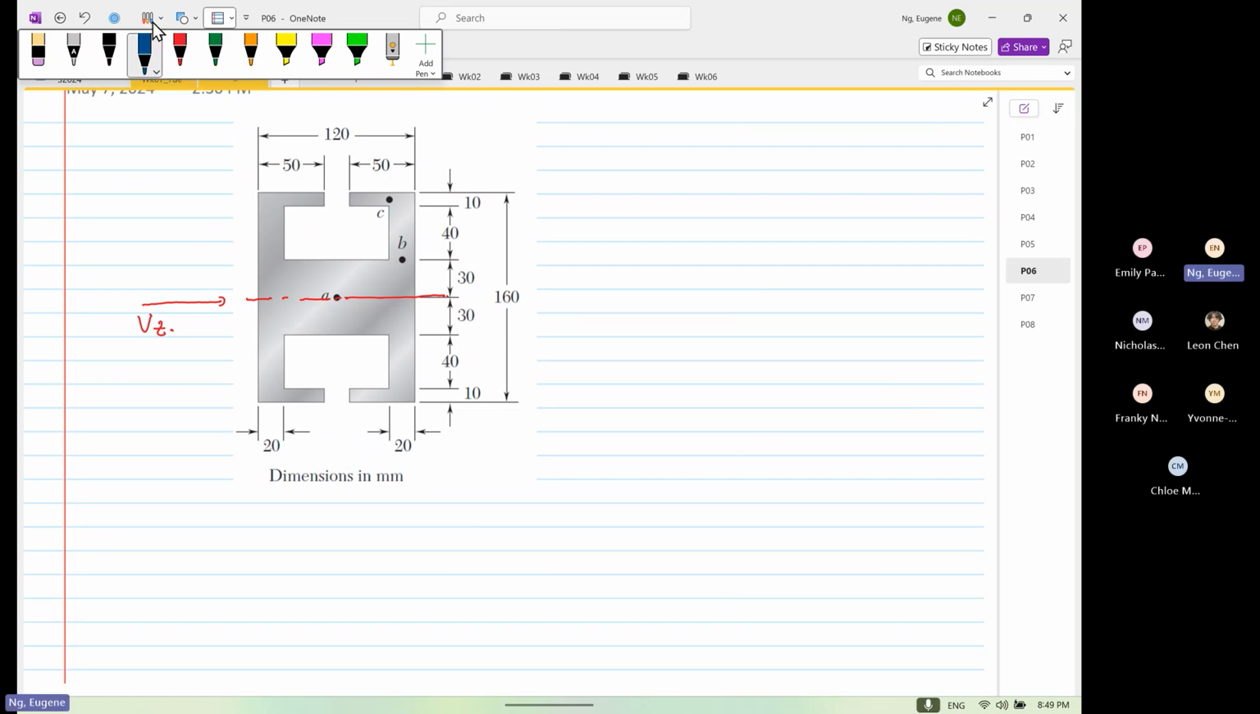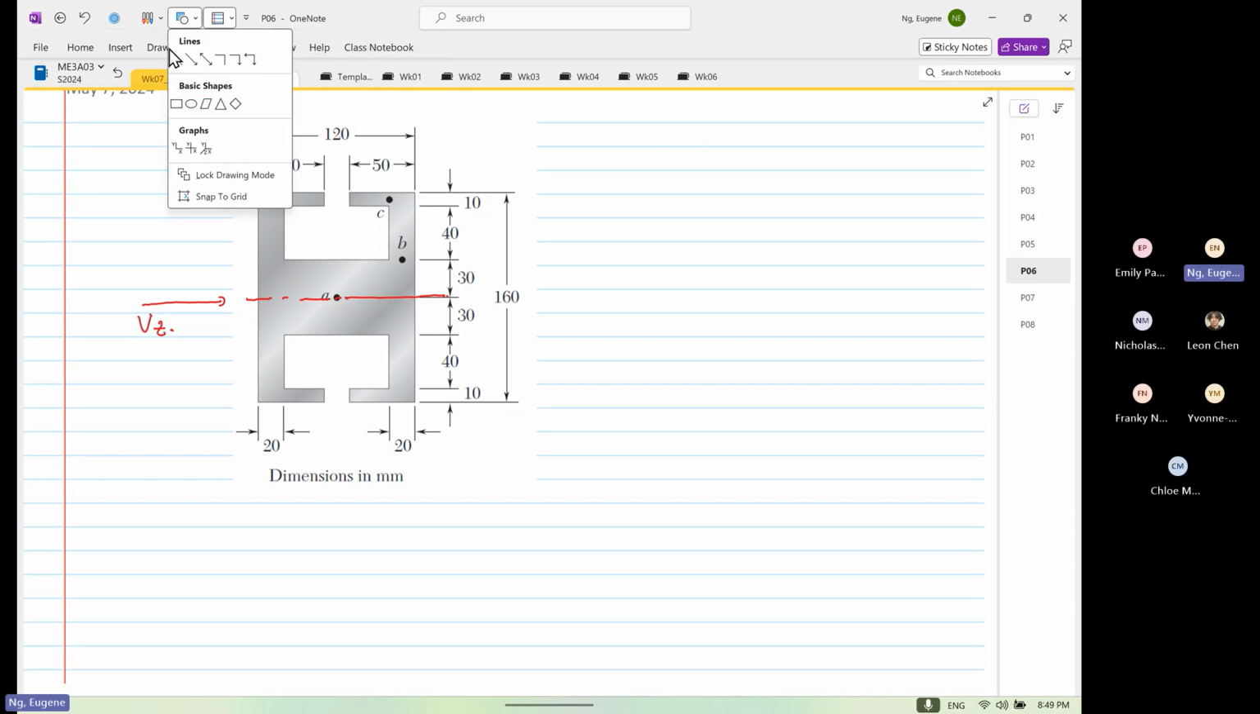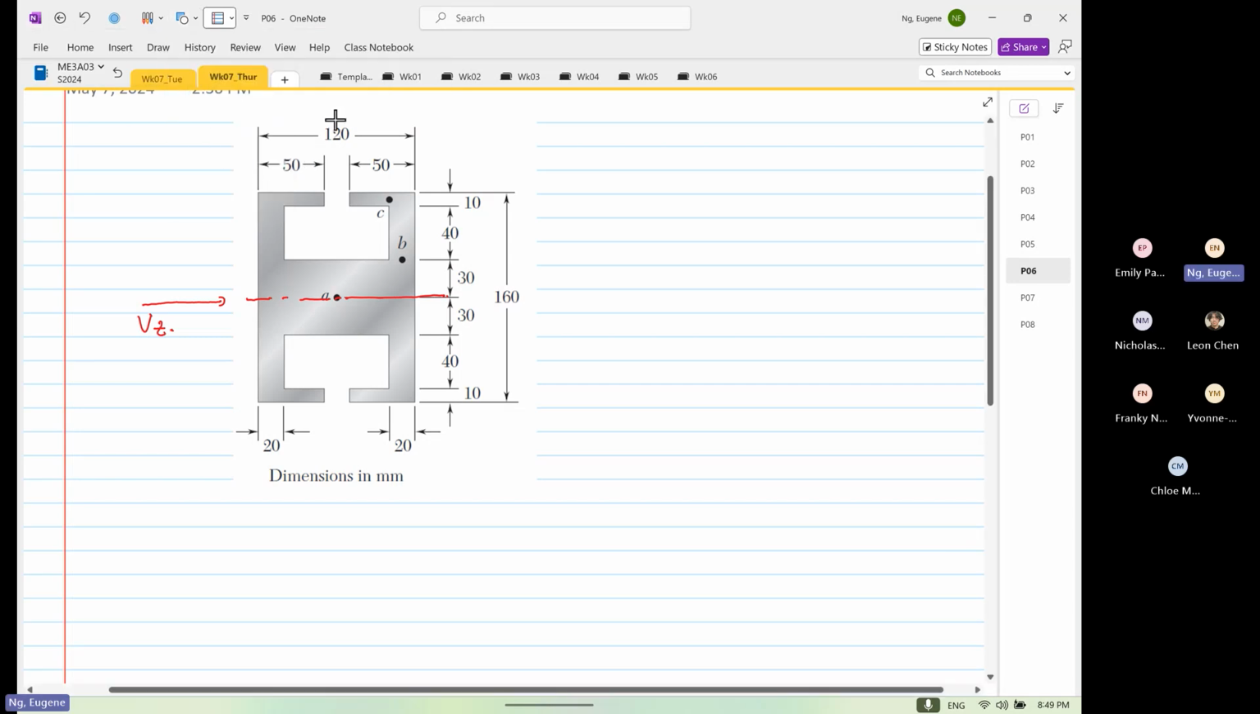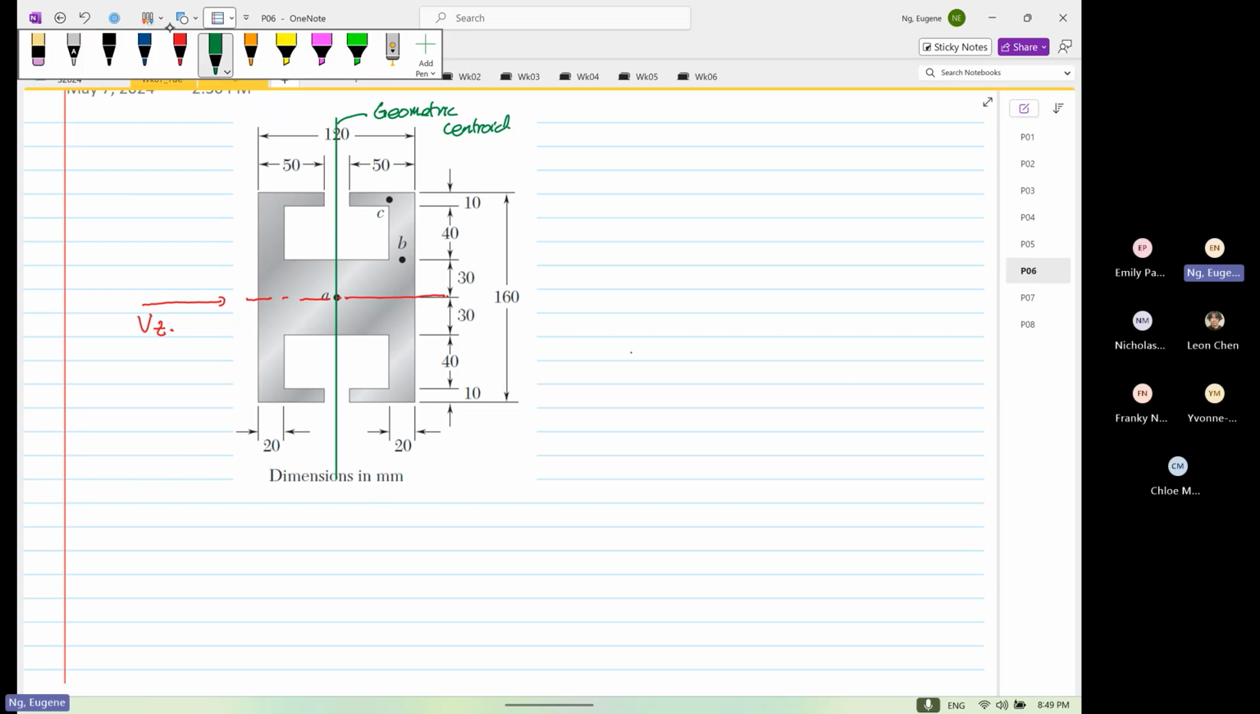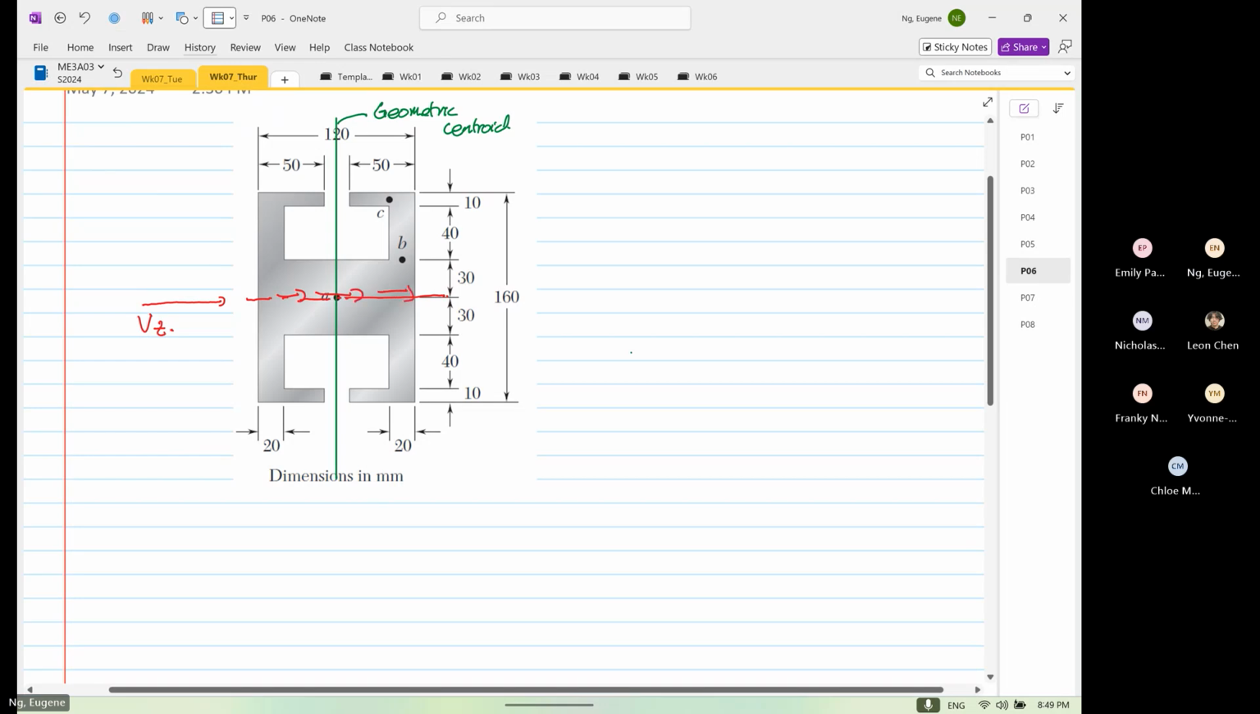So from here, we can again draw the geometric datum. Okay, so this is our geometric centroid. So when we design the shear flow, the shear flow will look like this again. And then it will flow this way.